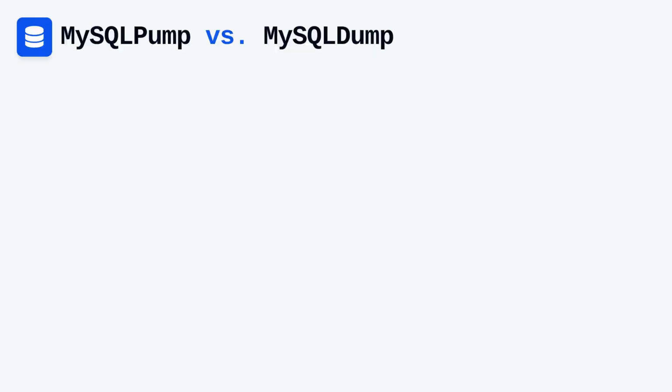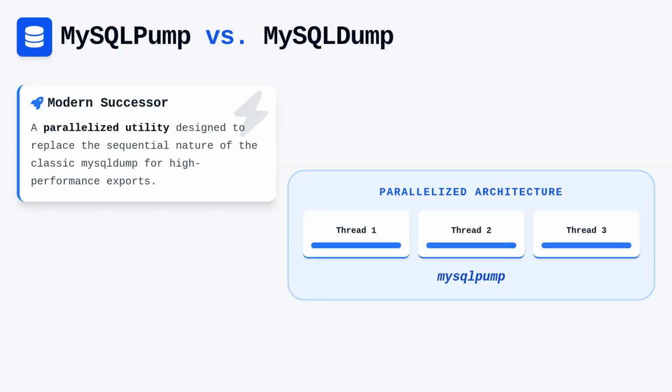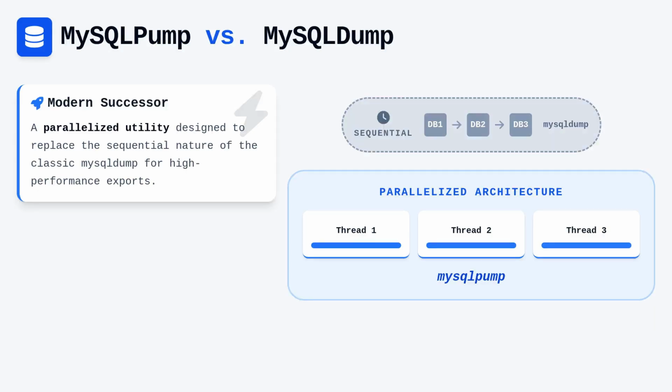We must also consider the role of MySQL Pump, which serves as a more modern, parallelized successor to the classic mysqldump utility. The key architectural difference here is the use of multiple threads to process data, which allows for significantly faster export speeds on systems with adequate CPU and I/O resources. Instead of processing databases sequentially, MySQL Pump can split the workload across multiple connections, which is particularly beneficial when you have a high number of schemas or large tables.